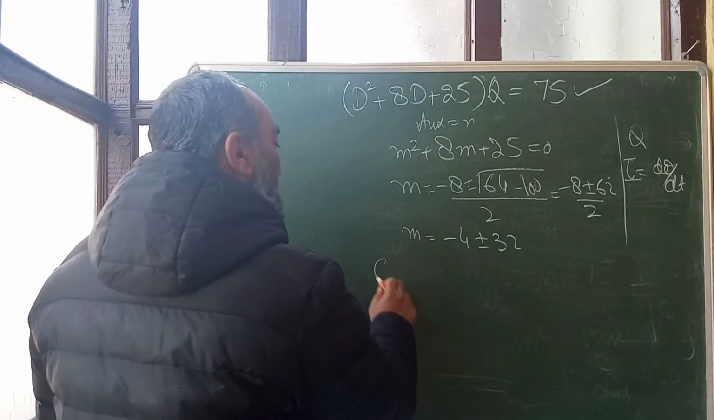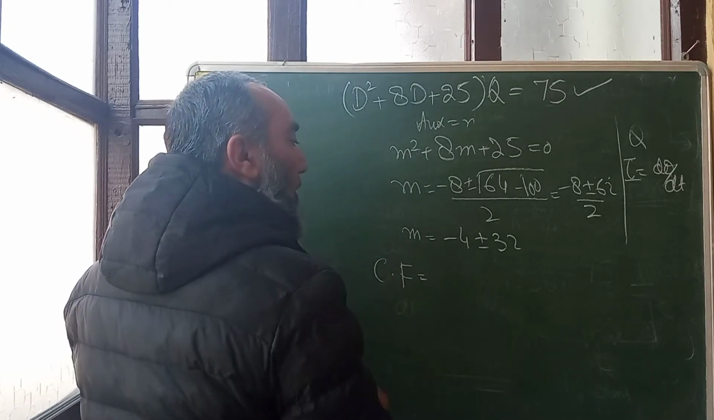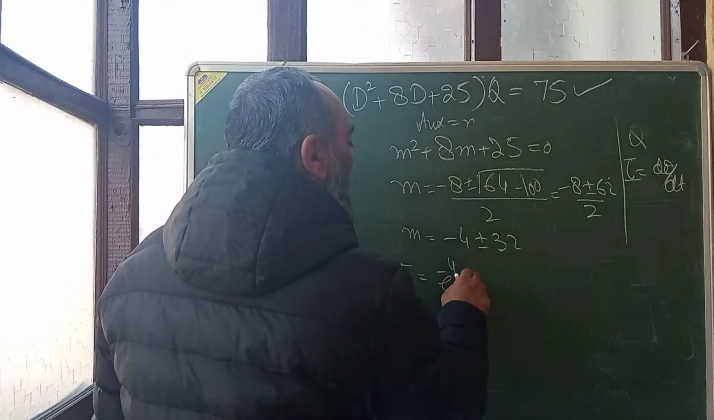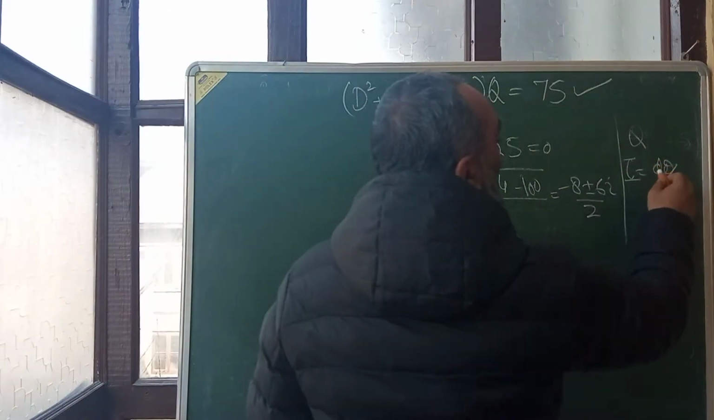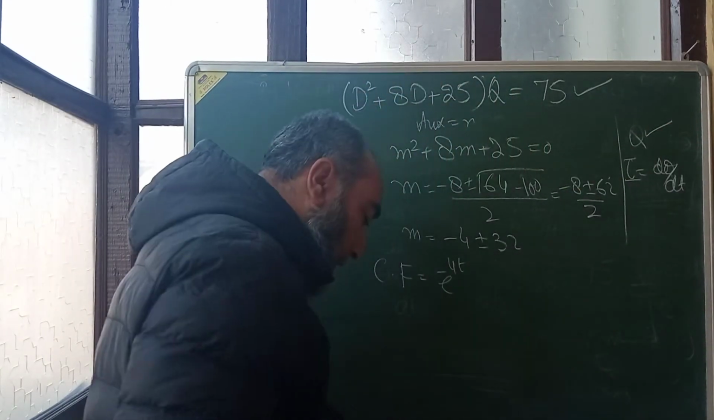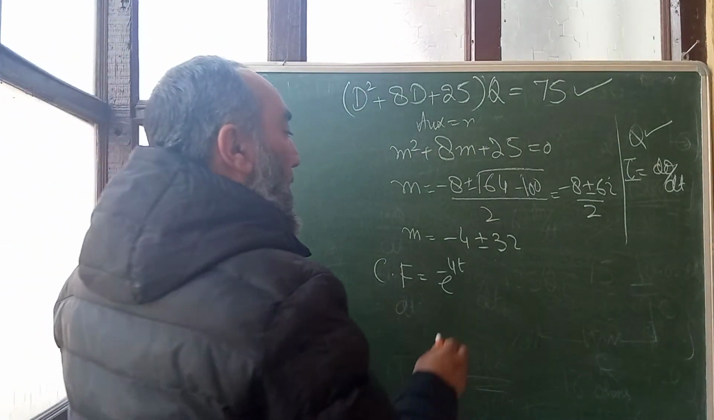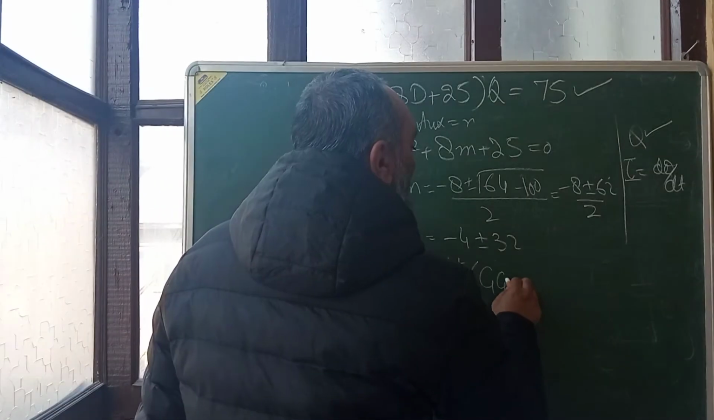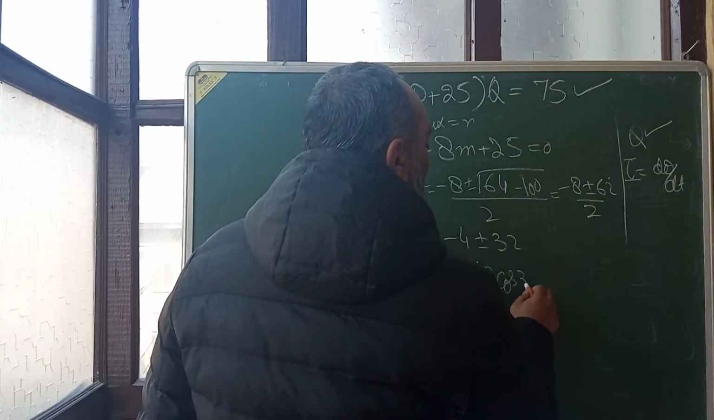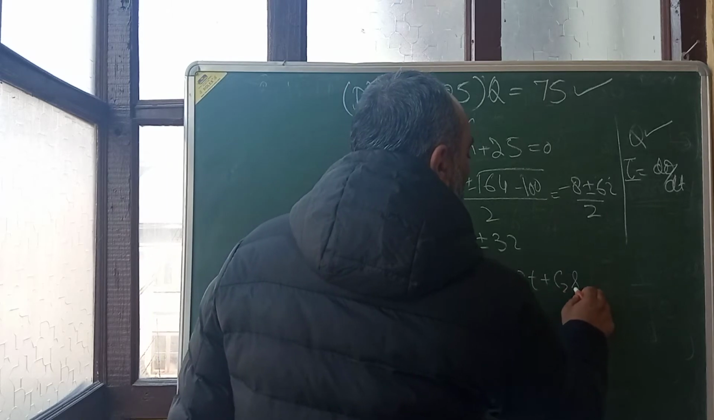So what is the complementary function? It is e raised power minus 4t, because your Q is a function of t, times C1 cos 3t plus C2 sin 3t.